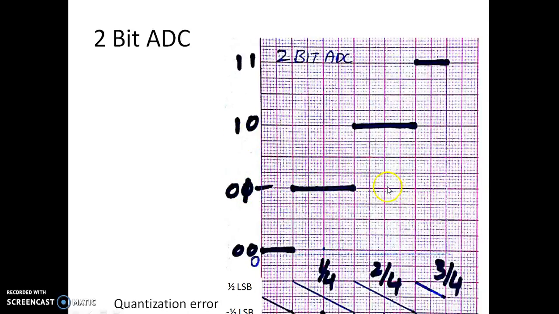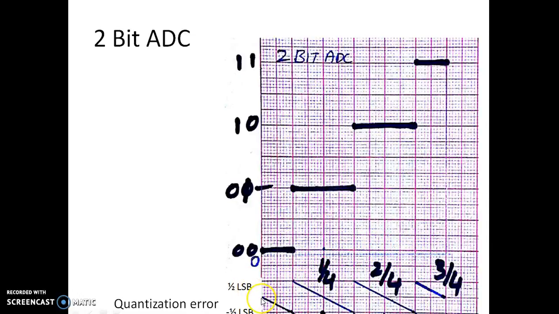For 10, this is a voltage which is 1 by 4. So this happens to be 1 by 8, 2 by 8, this is actually 3 by 8, 3 by 8 to 5 by 8. So this is the output level that is assigned for voltage ranging from here to here.